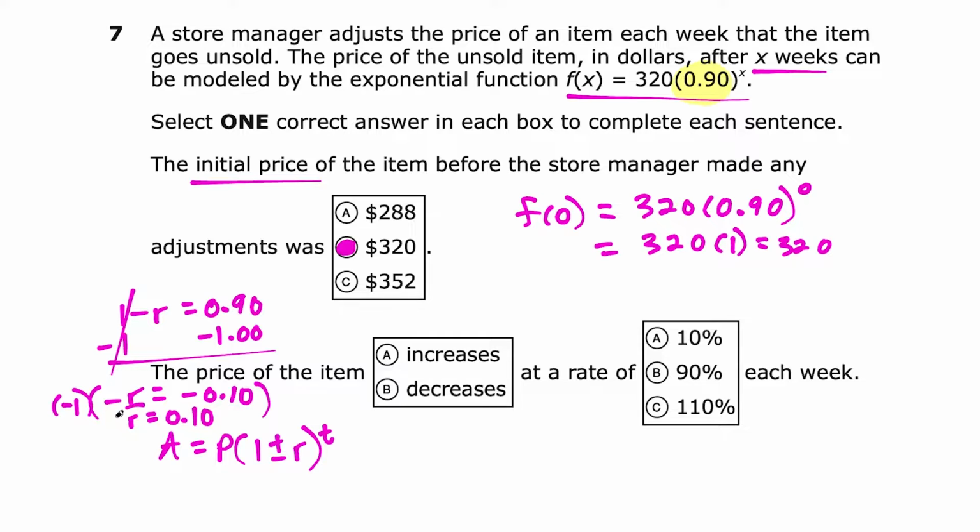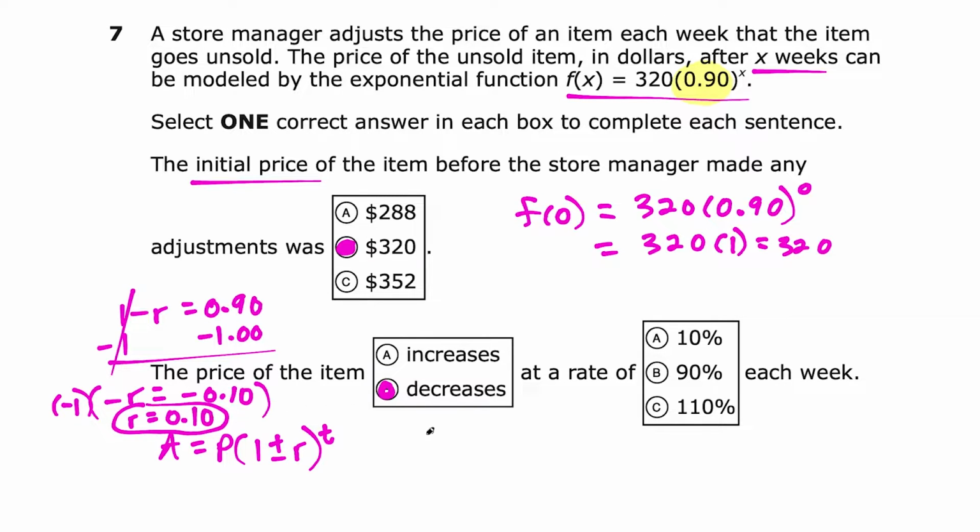Okay, so this is our interest rate here, or in the context of this question, it's the percent off that the store manager is taking off the price of some good every week this item goes unsold. So the price of the item is definitely decreasing here because, once again, the 0.90 is less than 1. Okay, so we have a decrease. We have 1 minus r.